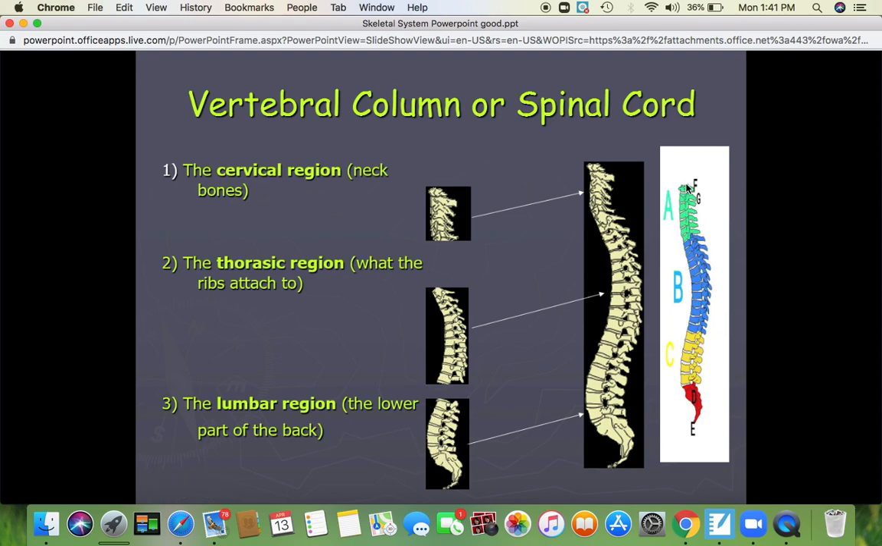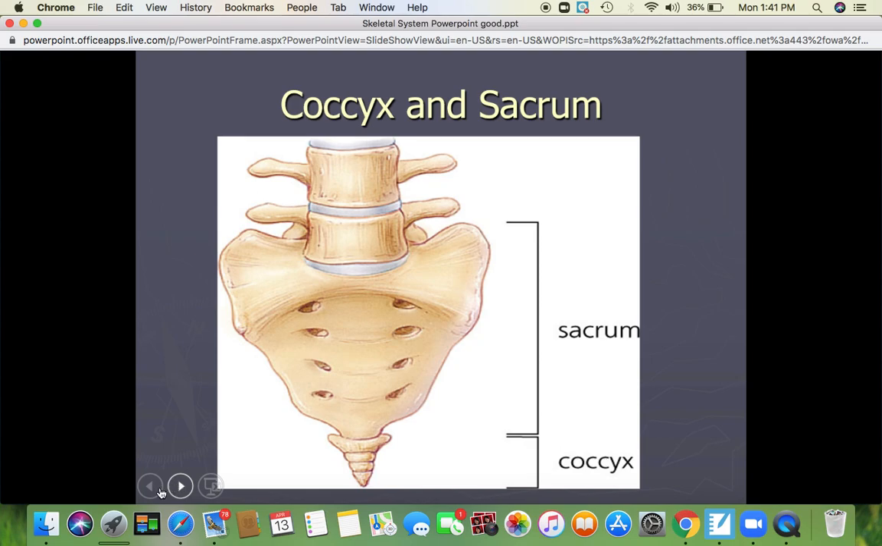So there are 3 sections of vertebrae here, and I always remember it by how many there are. There are 7 cervical, 12 thoracic, and 5 lumbar. And I remember it as, what time do most people eat? I know there's exceptions, but most people eat breakfast at 7, lunch at 12, and dinner at 5. So that's how I remember it. 7, 12, 5.